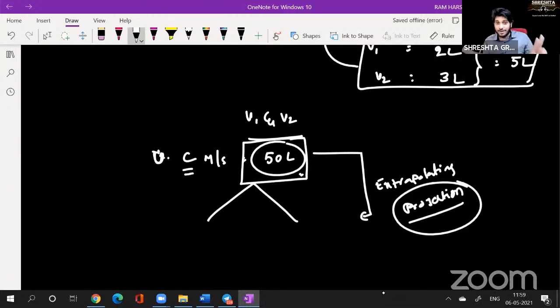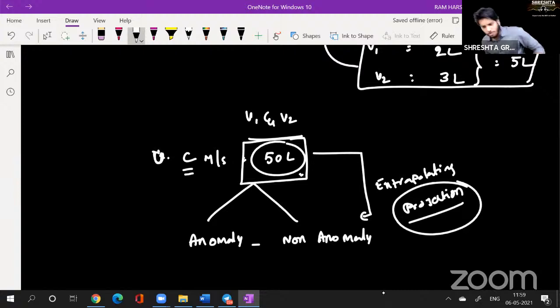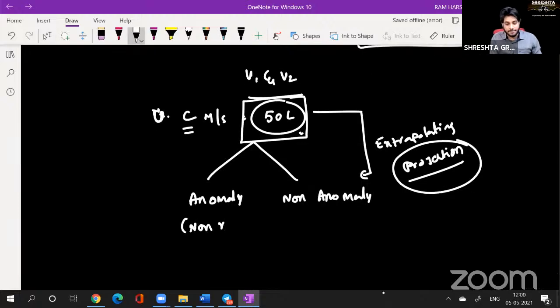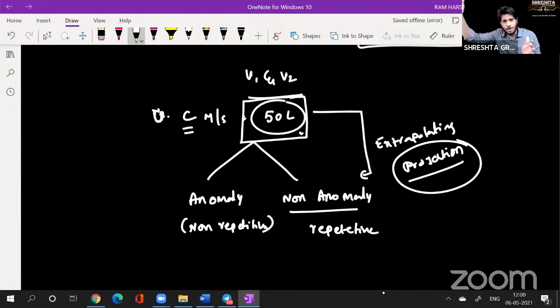Mistakes can be classified into 2 types: anomaly and non-anomaly. What do you mean by anomaly? Anomaly means something that is non-repetitive. It won't repeat at all. Non-anomaly means repetitive. That mistake is something repetitive. Suppose a formula is used wrongly, wherever this formula is applied, the mistake will be there everywhere.